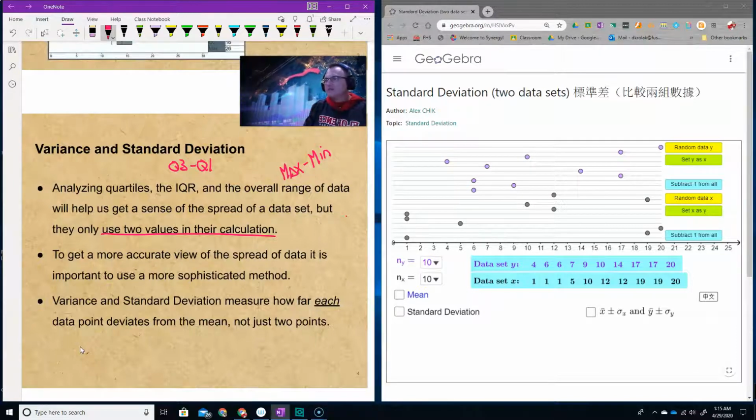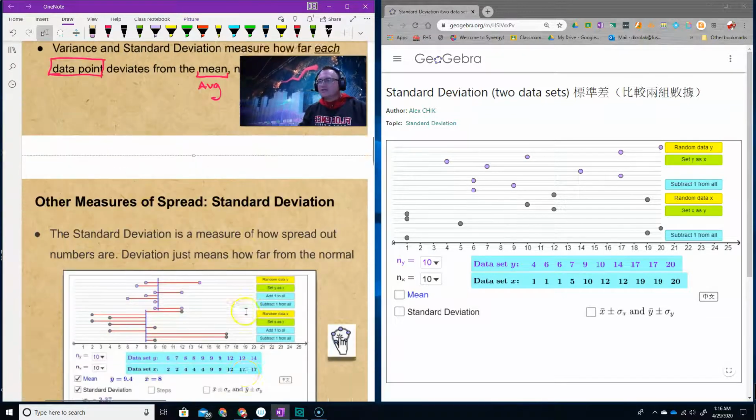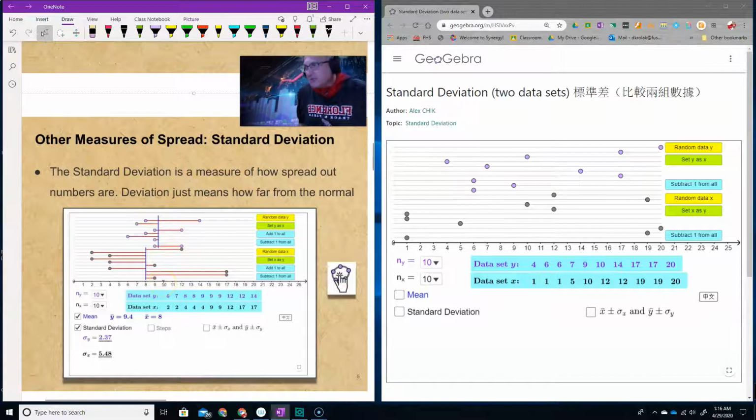What variance and standard deviation do is they take every data point in the set and calculate how far that data point deviates from the average, or the mean, for that data set. So it's using every single data point to come up with a descriptor as opposed to just two data points. On the next slide, there's a link that takes you to this GeoGebra page. That's a really good visual way to understand what standard deviation is.